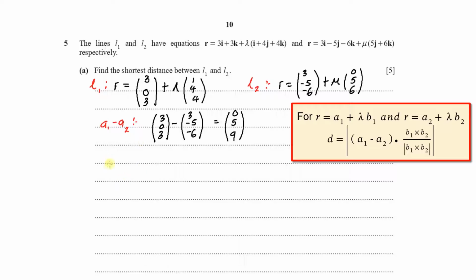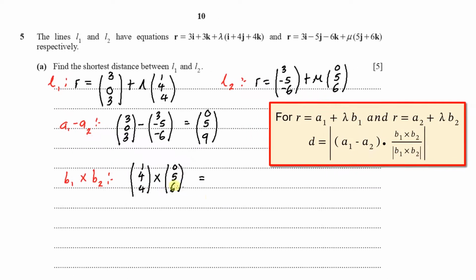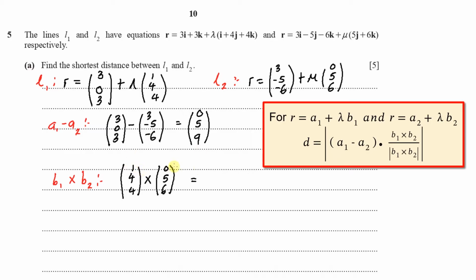And next, I'm going to find the cross product B1 cross B2. So I'll have (1, 4, 4) cross multiplying (0, 5, 6). For the cross product here, I will close out the first two terms, and I'll have for this 4 times 6, that's 24, minus 5 times 4, that's 20. Okay, so that's the I value.